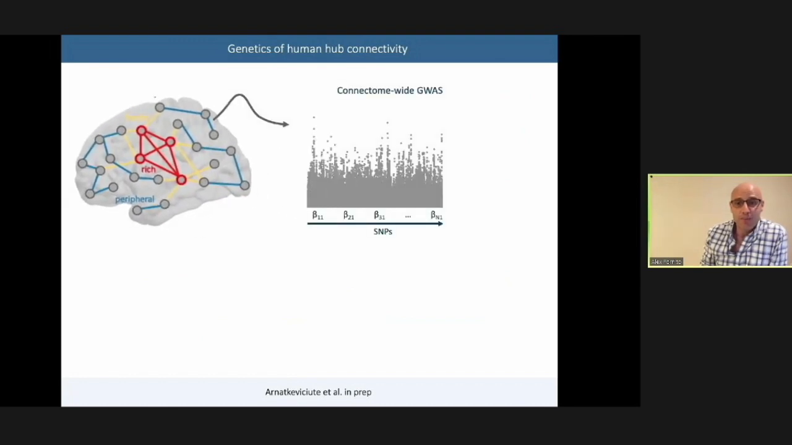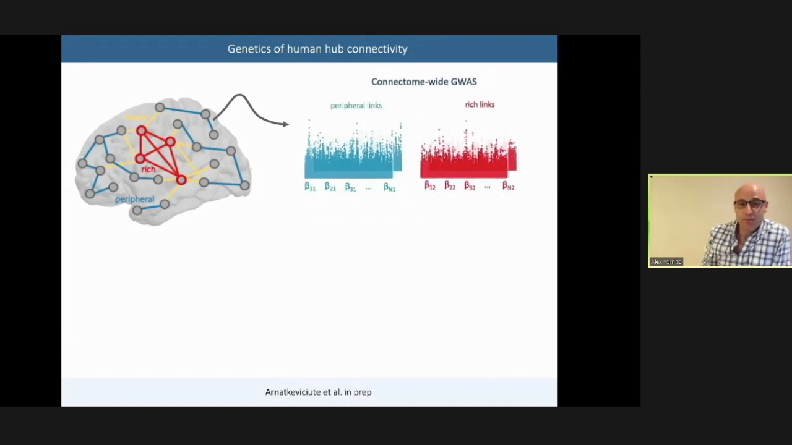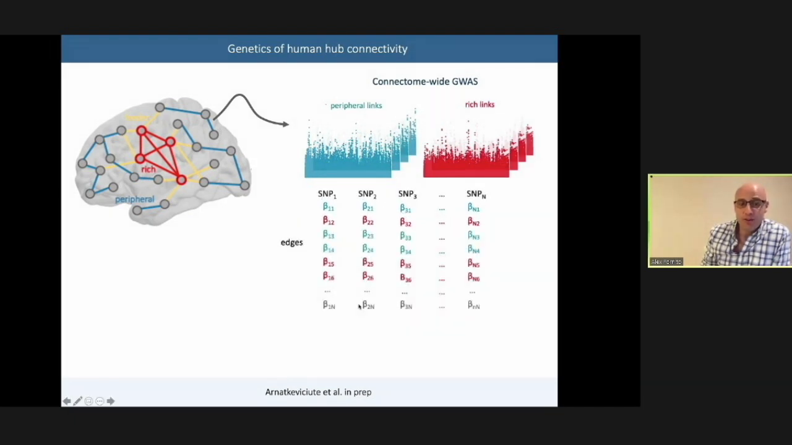We start by running a GWAS at each edge of the connectome using unrelated subjects from the HCP data. And then for each SNP at each edge, we obtain a beta estimate quantifying the degree to which it influences mean tracked FA. Then we sort our connections into rich, feeder, and peripheral and extract the data for the rich and peripheral edges. And then we use that to build an edge by SNP matrix of beta values. So remember, the beta values encode how strongly a SNP predicts connectivity in a given edge.